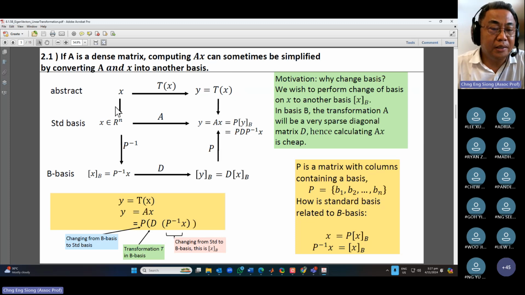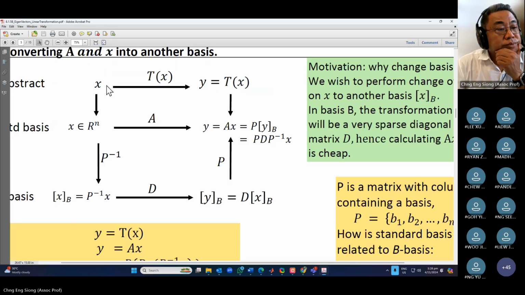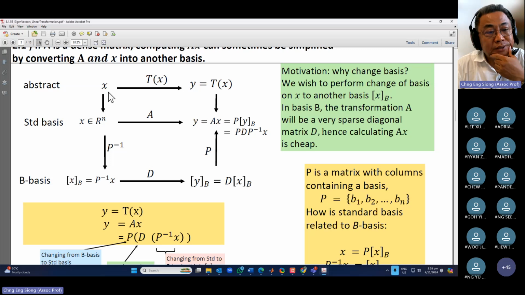Okay, let's do this diagram together, guys. Abstractly, I say my input X can be transformed by linear transformation T. Y equals T of X. T operates on X, spits out Y. Finish. Linear transformation. Nothing to do with matrices. I then change my X, the abstract vector X, into R^n space, a vector of elements, and I cast it as the standard basis. A is the representation of the transformation as a transformation matrix. A operating on X is the equivalent of T operating on X.